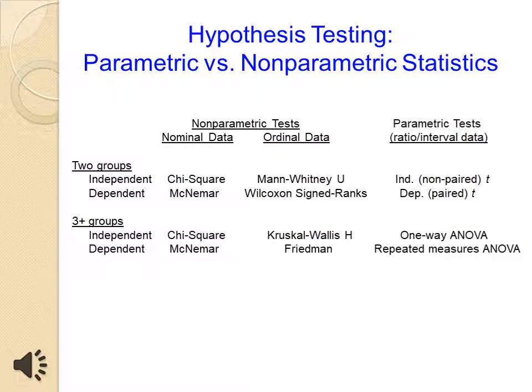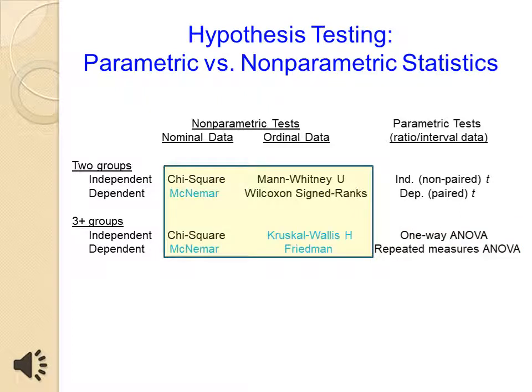Here is a table I've constructed that has similarities to the table in your text, comparing the hypothesis testing used in parametric versus nonparametric situations. In comparing two groups with ratio or interval data, we learned to use the independent or non-paired t-test and the dependent or paired t-test, determined by whether we had non-paired or paired data. When comparing the ratio or interval data of more than two groups, we learned to use a one-way ANOVA for independent or non-paired data. We would use the repeated measures ANOVA for dependent or paired data, which was not covered in this course.